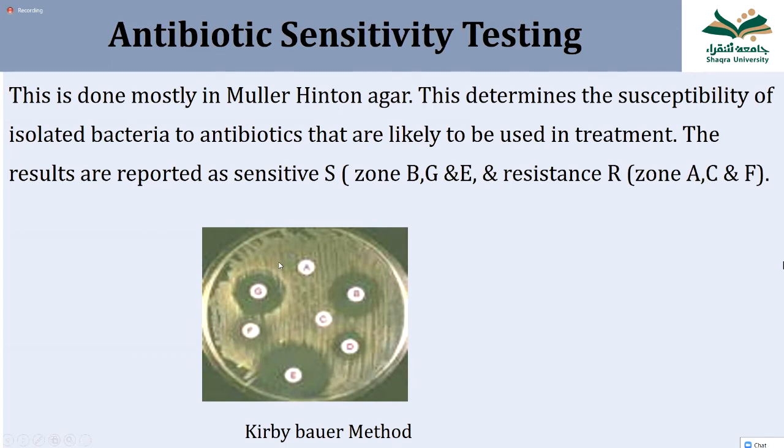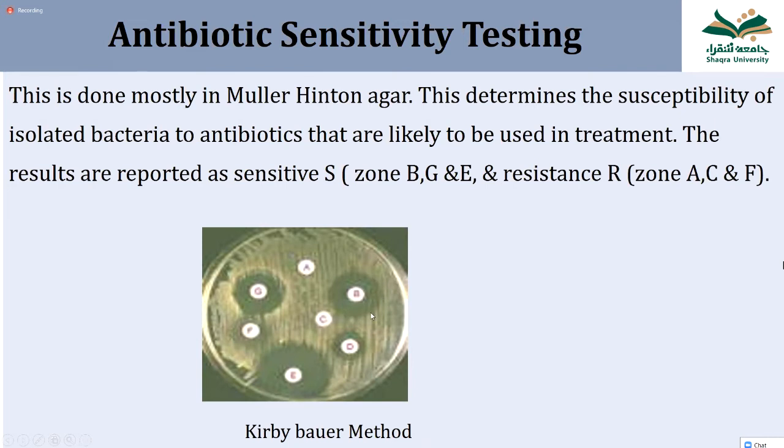In this Muller-Hinton agar, we spread the bacteria over the background, and after that we apply many discs, and each disc has a different antibiotic. A may be penicillin, B may be gentamicin, C may be ciprofloxacin, like that. So if you see 1, 2, 3, 4, 5, 6, 7, we are using 7 discs of 7 different antibiotics.